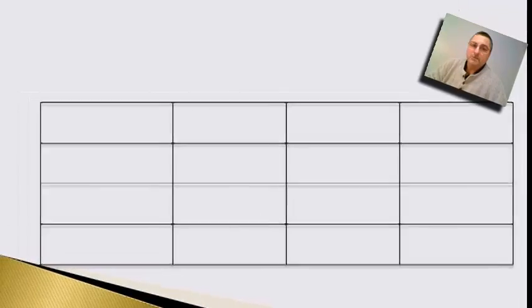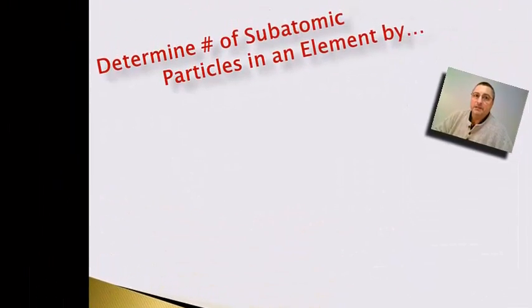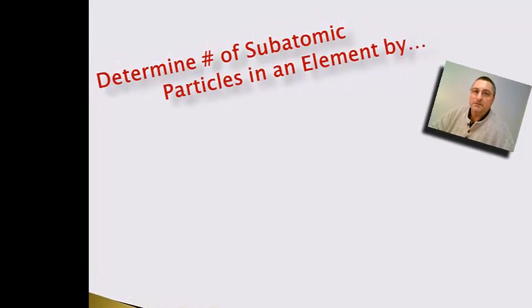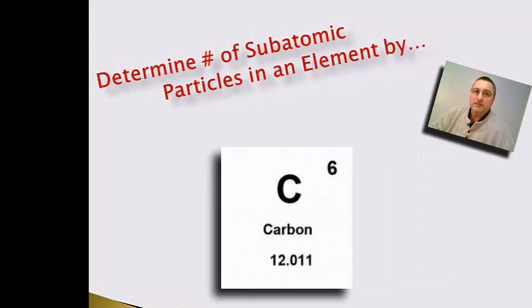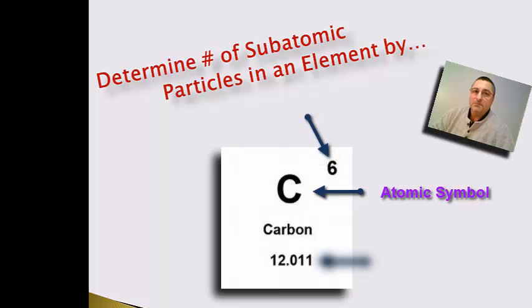How can I determine the number of protons found in a given element? That goes back to those numbers that are found in the element. Let's use carbon as our example. If you take a look at the box that has all the information that represents carbon on a periodic chart, you'll see that you have the atomic symbol there. You'll see that you have two numbers there, one a 6 and the other a 12.011.